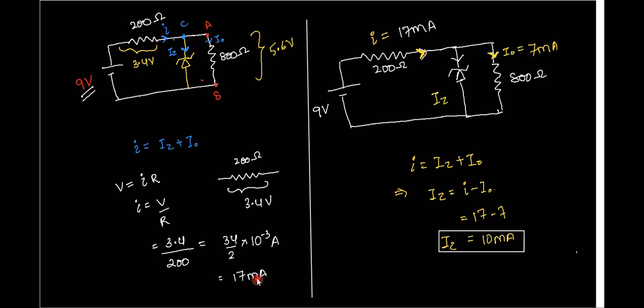17 milliamperes. Once you get this answer, the equation is very clear because you have I is equal to IZ plus I naught, and therefore IZ value is equal to 17 minus 7, that is 10 milliamperes. Is it clear, class? Great. Very good. Now, let us take the next question.